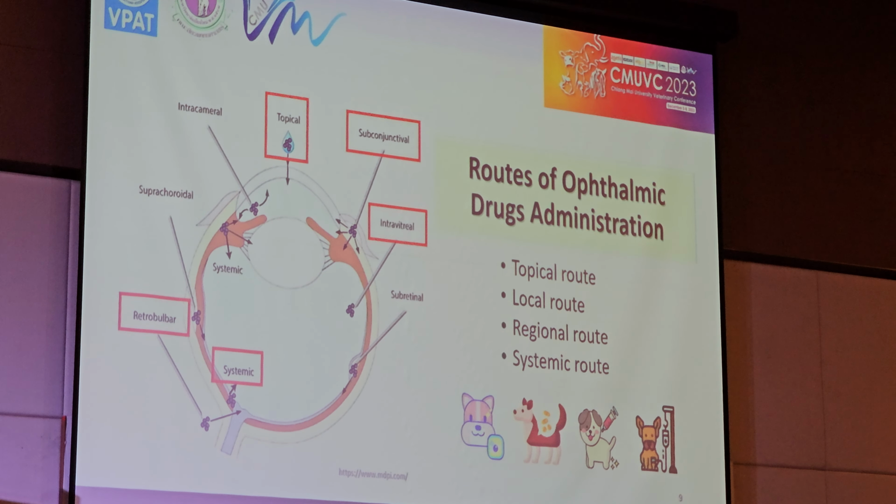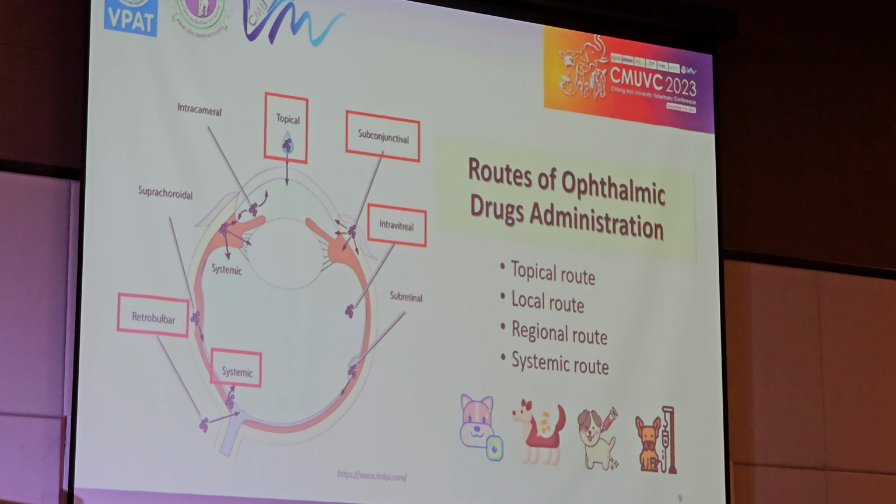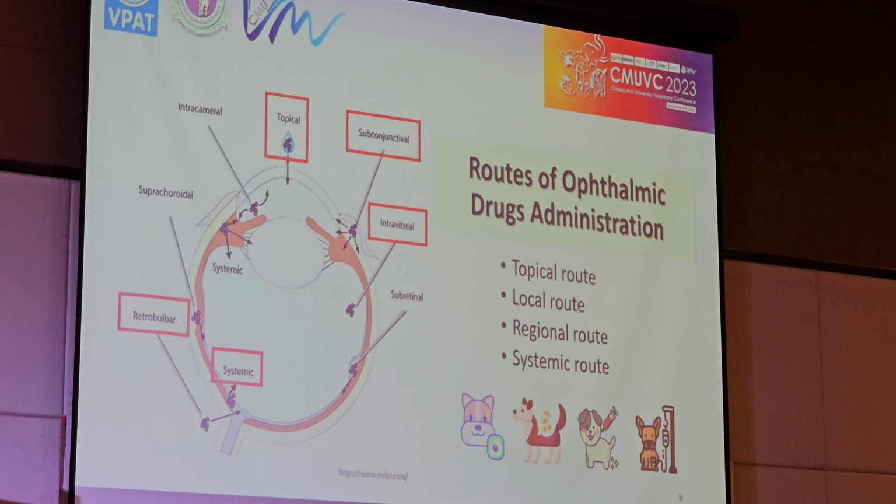So, in the next topic, I will move on to the routes of ophthalmic drug administration. The route of ophthalmic drug administration can vary depending on the target tissue you want the therapeutic drug to reach. The picture demonstrates available routes of drug administration to the eye in humans, but only the red squares are commonly used in veterinary ophthalmology, which are the topical, subconjunctival, retrobulbar, and systemic. The other one is the intravitreal, which I have never done before, but it is also available in veterinary medicine.